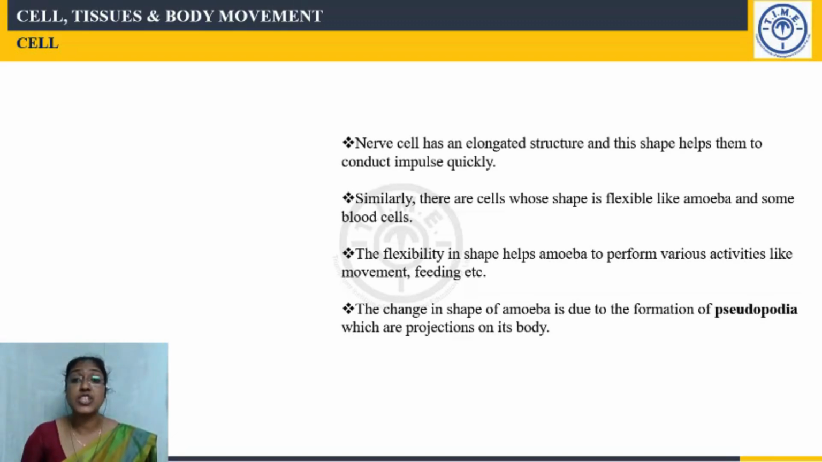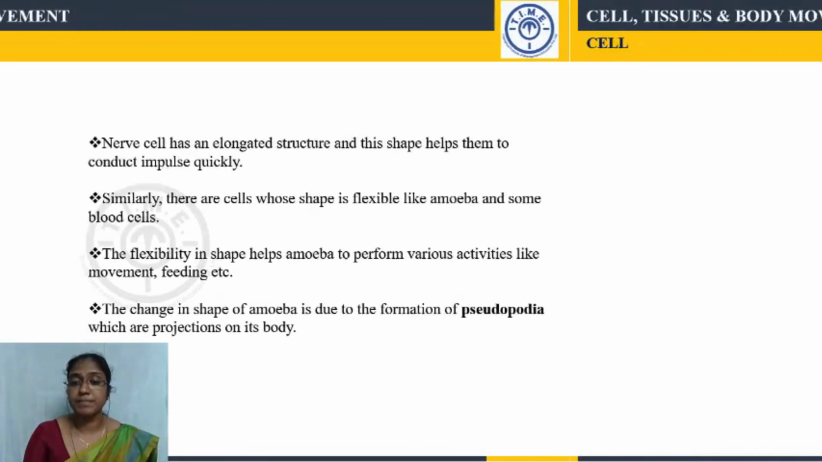It is pseudopodia. Pseudo means what? What's the meaning of the word pseudo? Pseudo means false. Podia means feet or foot. Okay, so it is a false foot. So they are the projections of the body of amoeba. Truly, they do not have different legs or limbs like ours. So that is the pseudopodia that can be seen in amoeba. That's all about the shape and the size of the cell.